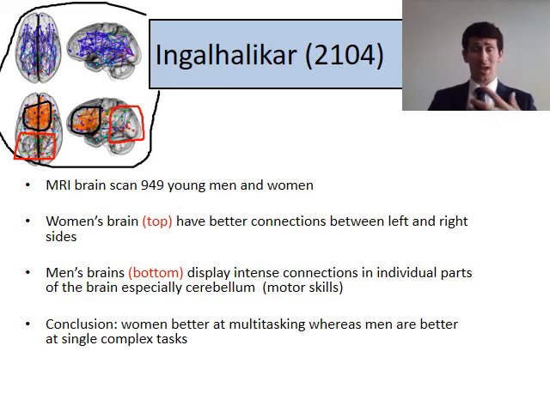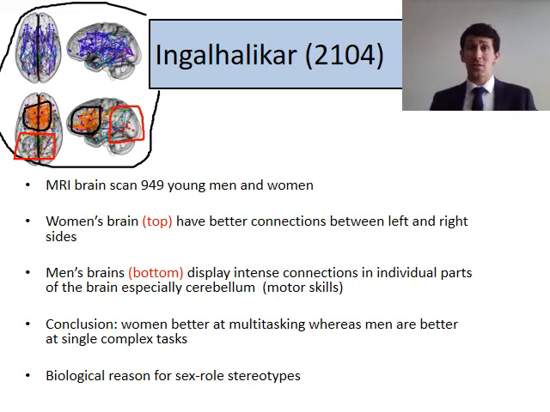So I suppose the conclusion we take from this is that women are going to be far better at multitasking because there's so much connection in different parts of the brain, whereas men are better at single complex tasks. They've got complex connections in certain parts of the brain, which allows them to carry out far more complicated tasks, but far fewer of them. So I suppose this is a biological reason for sex role stereotypes. Men and women might have different behaviours because their brains are structured in that particular way.